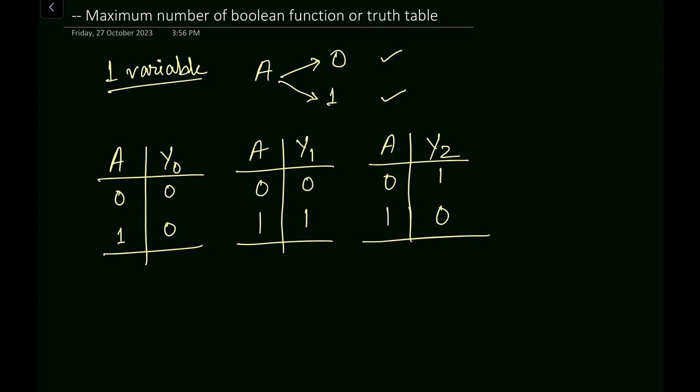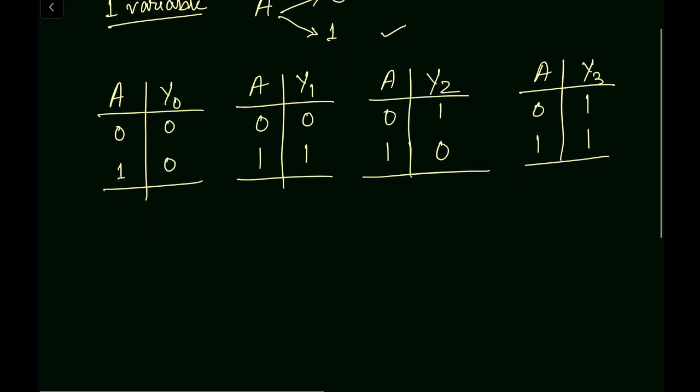Let us consider the fourth truth table, y3. A is the input, y3 is the output. So 0 and 1 are the inputs. You can have only two different values at the input, and y3 can have 1 and 1. We are considering four different kinds of outputs for the same inputs. So these are the four different truth tables. So we can say that we can have four different truth tables, or a maximum of four truth tables, or we can derive the expressions for these outputs also.